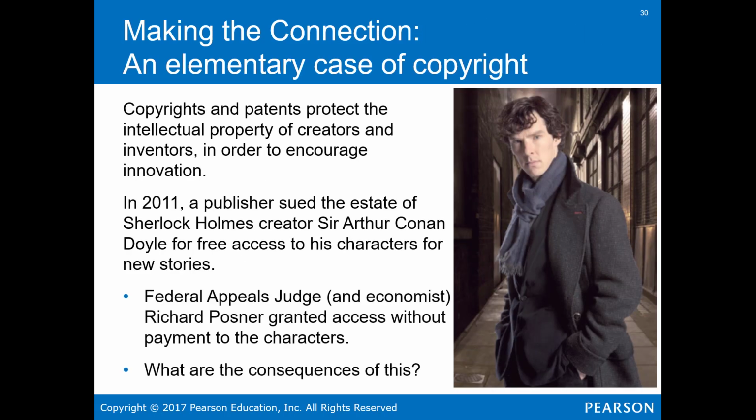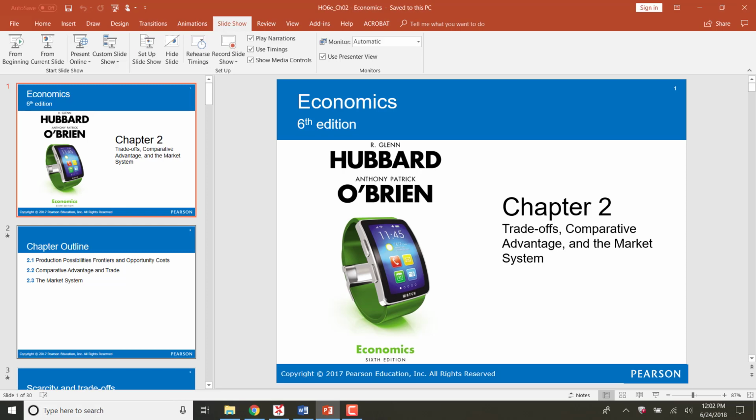Copyrights and patents protect intellectual property for creators and inventors in order to encourage innovation. In 2011, a publisher sued the estate of Sherlock Holmes creator Sir Arthur Conan Doyle for free access to his characters for new stories. Federal appeals judge and economist Richard Posner granted access without payment to the characters. What are the consequences of this? So that ends the overview of chapter 2.